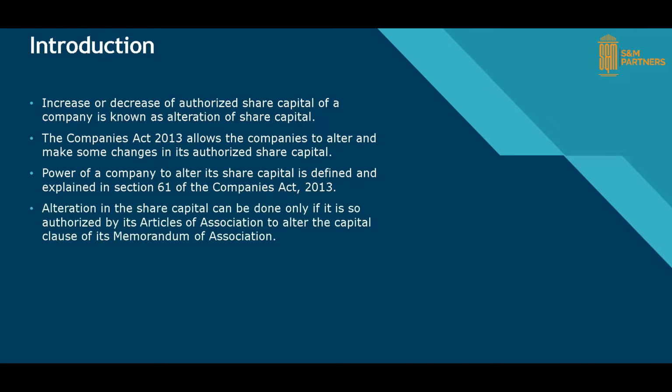Alteration in the share capital can be done only if it is so authorized by its articles of association, to alter the capital clause of its memorandum of association. Although this alteration is given in Section 61, Section 61 also says that it can only be altered if the articles of association of the company, which were framed at the time of incorporation, authorize or permit the company to bring about a change in its share capital. Only then can such a change or alteration be made.